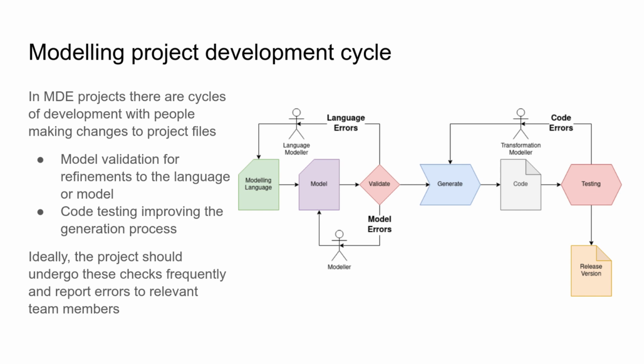Similarly, in later stages of the project, there'd be automated processes, such as the generation of code, which would be subject to testing. The tests are going to indicate where there are errors within the code that's being generated, and this information would need to be fed back to a transformation modeler who may need to alter the generation process. Ideally, we would like these processes to occur frequently as changes are made within the project's lifecycle, and this is where the CI/CD approach can support our modeling processes.